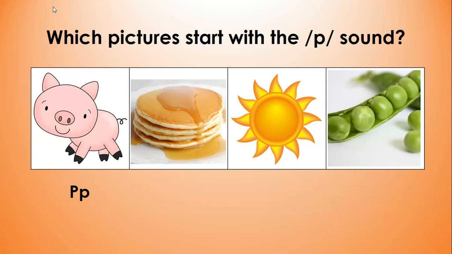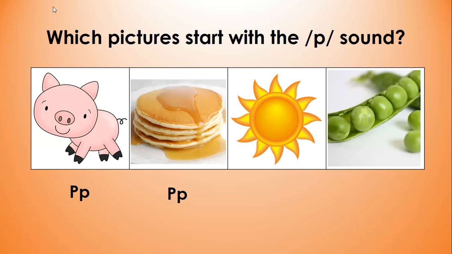Pig starts with the letter P, or the sound P. Let's go to the next picture. Pancakes. Do you hear the P sound at the beginning of the word pancakes? P is a sound that we can't drag out. So when we say the word, we may say it multiple times so that we can really hear that beginning sound. Pancakes does start with the letter P, or the sound P.